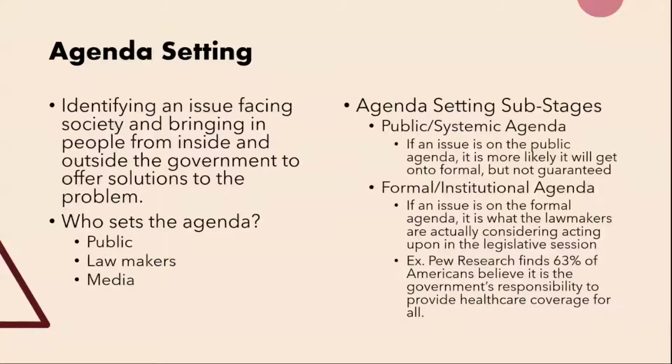The first step in the policy process is agenda setting and problem identification. Once an issue is identified, stakeholders from inside and outside the government will come together to offer solutions to the problem. But how are issues identified? In other words, who sets the agenda? The first is you, the public. For example, the public played a large role in stricter gun laws in Connecticut and the legalization of marijuana.